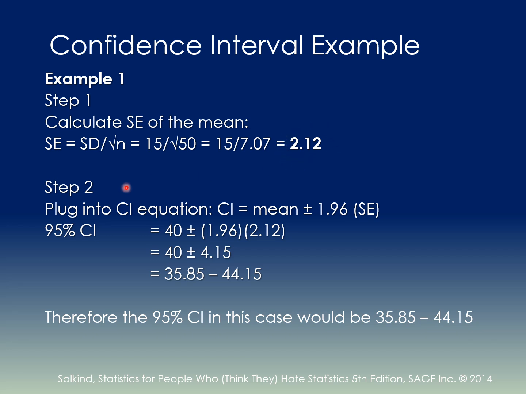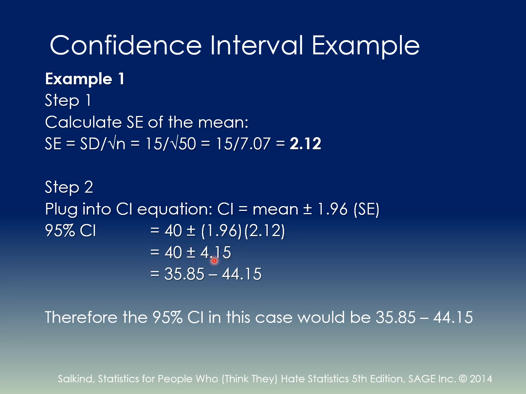And so we plug our values into the equation. So here we go. The confidence interval is equal to the mean plus or minus 1.96, because it's a 95% confidence interval, multiplied by the standard error. And so here we have the value of 40, that was our mean, plus or minus 1.96 multiplied by 2.12, because that was the standard error that we calculated. This gives us a value of 40 plus or minus 4.15.